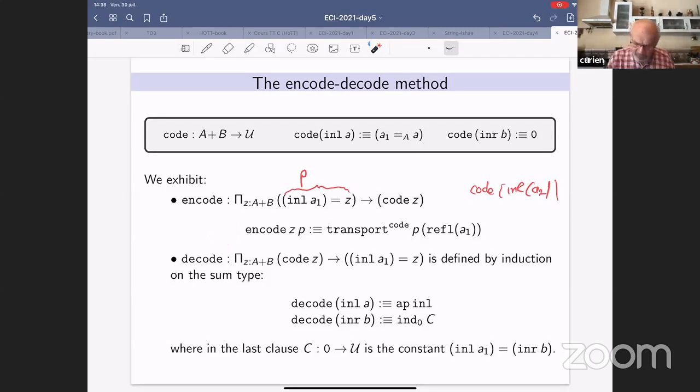So end of the story. There's no induction involved in this definition except implicitly in the definition of transport. So decode will be defined by induction on the sum type. Okay, so we will need to define decode on inl, and we need to define decode on inr. Okay, so I have to explain these two right-hand sides.